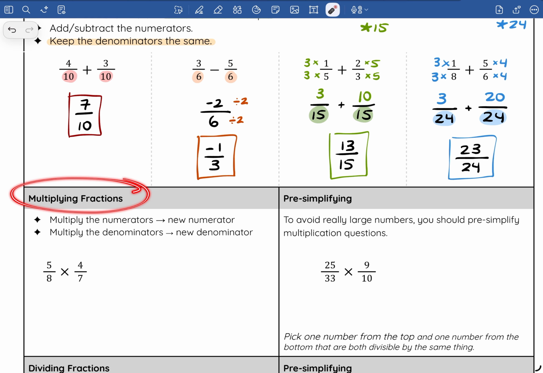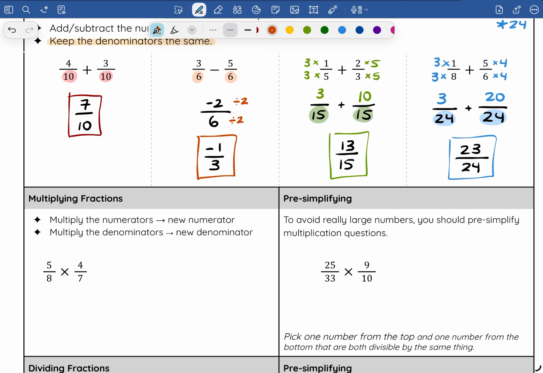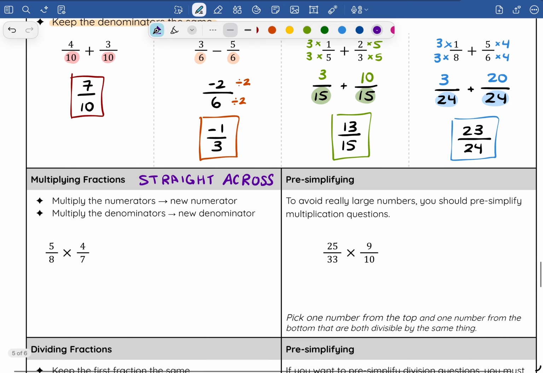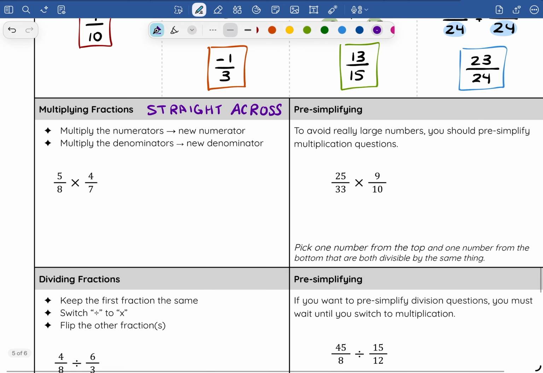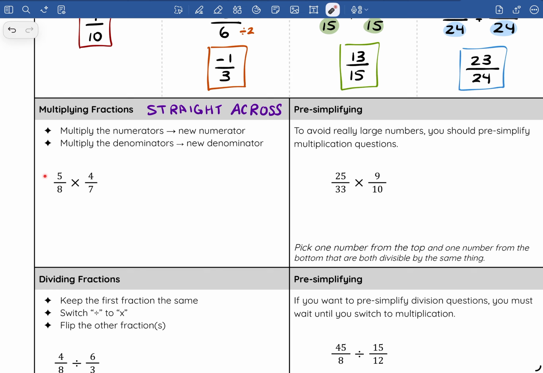Looking at the next ones, we have multiplying fractions. We'll do it just the basic way here, and then we'll look at pre-simplifying in our next example. So multiplying fractions, we're thinking straight across. Which just means we multiply the numerators and we get a new numerator. We multiply the denominators and we get a new denominator. So 5 times 4 gives us 20. 8 times 7 gives us 56.